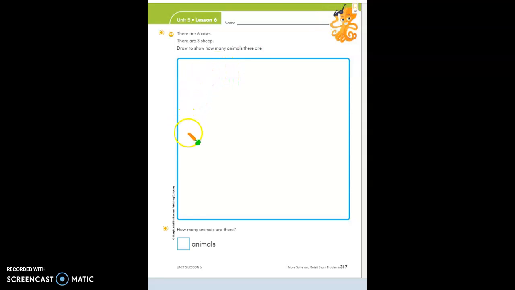So right here, you're going to make that drawing. And again, we've been trying to draw in groups, right? So try to put your cows and then your sheep in groups, count them up, and put the number down here. And how much is 6 plus 3?